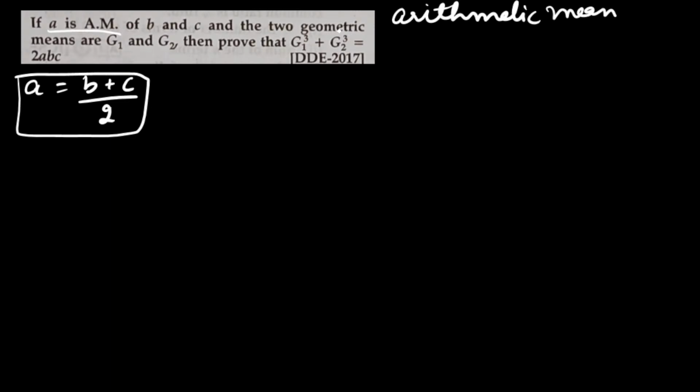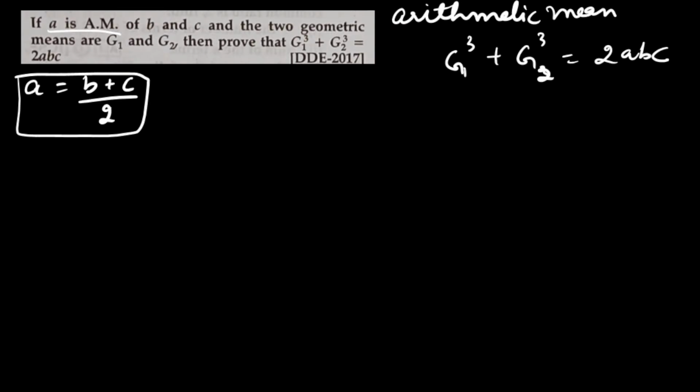Now, the two geometric means are G1 and G2. Then prove that G1 cube plus G2 cube is equal to 2ABC. This is what we have to prove.